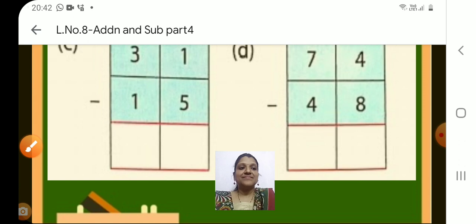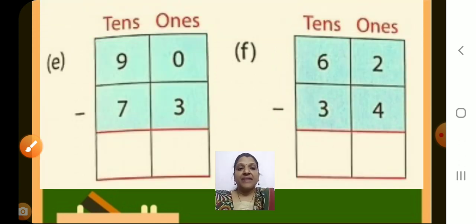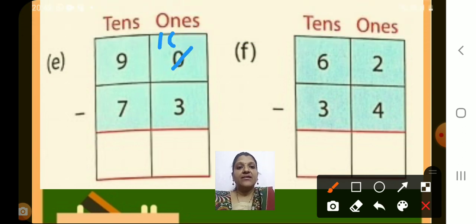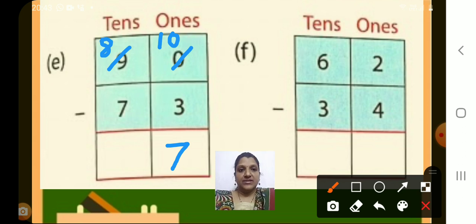Next, 90 minus 73. Here again, 3 is bigger than 0. Hence, by borrowing 10, we have to write number 10 above it, strike off number 0. Now 10 minus 3 equals 7. Now strike off 9 and write number 8 above it. Now 8 minus 7 equals 1. Hence 90 minus 73 equals 17.